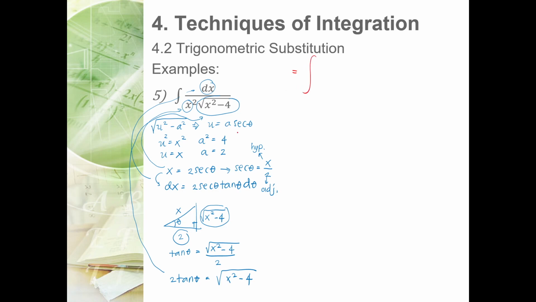So starting off with dx, that's 2 secant theta tangent theta d theta. Then x squared, so that will be 2 secant theta squared. Lastly is the other term, the square root function, so 2 tangent theta. So cancel out 2, cancel out 2, cancel out tangent, tangent, and cancel out 1 secant.